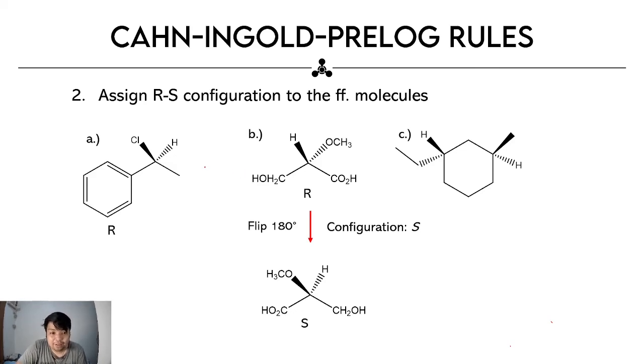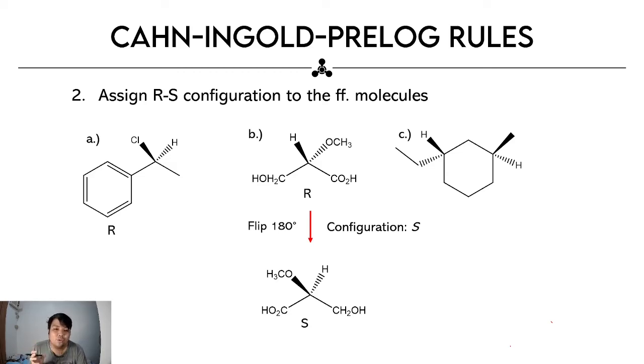So, for example, again here, if this is R, wherein the lowest priority substituent is at the front, the actual configuration will be the one wherein this one is at the back, as shown here, wherein we flip 180 degrees, and automatically from R it will change to S, since we only have two possible configurations here, R or S, right? So that's one thing you have to remember, guys, so that you don't need to flip the molecule first before figuring out the RS configuration.